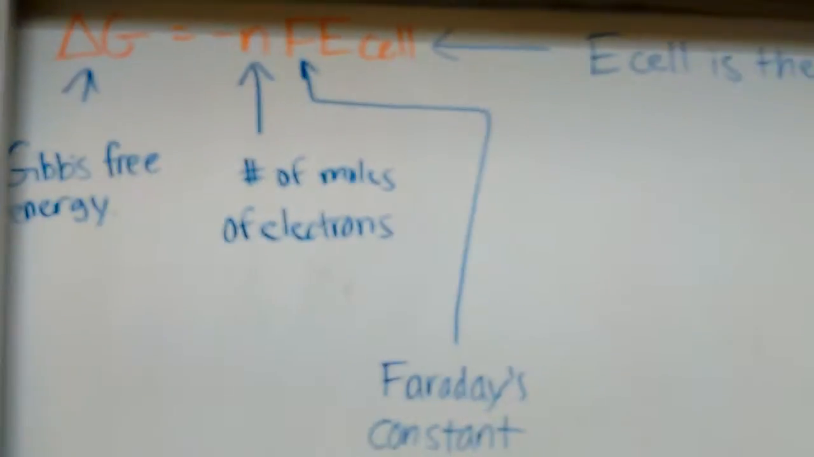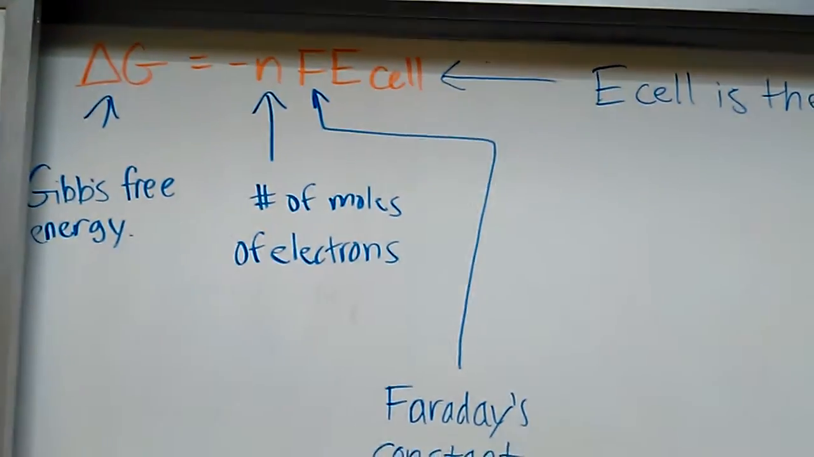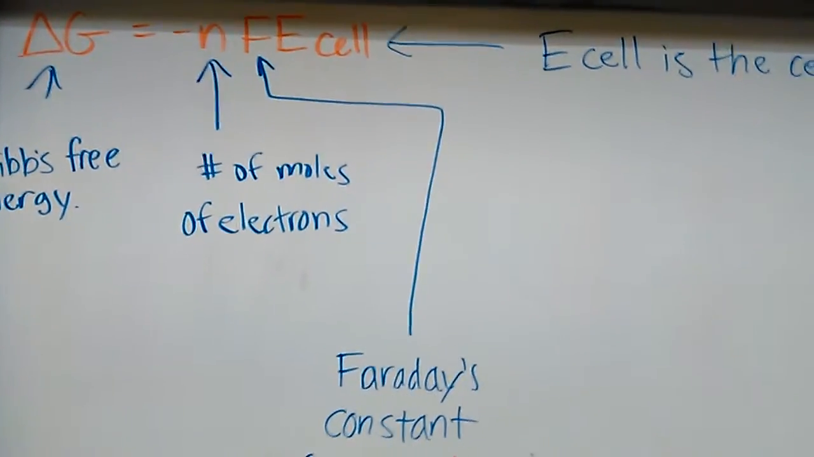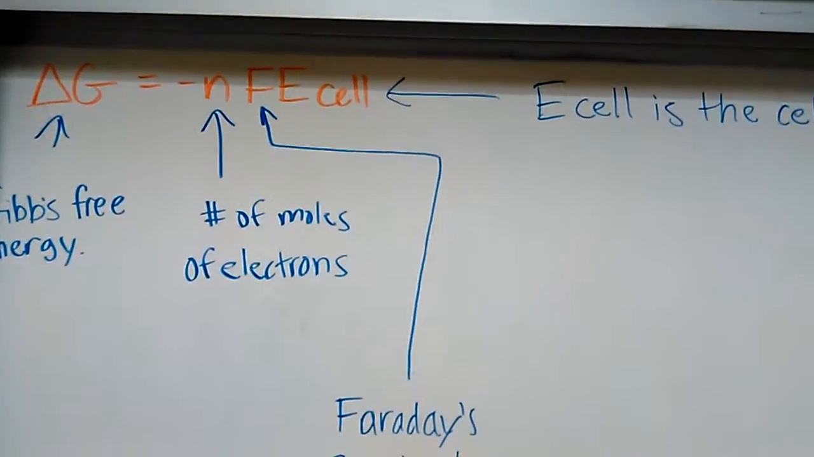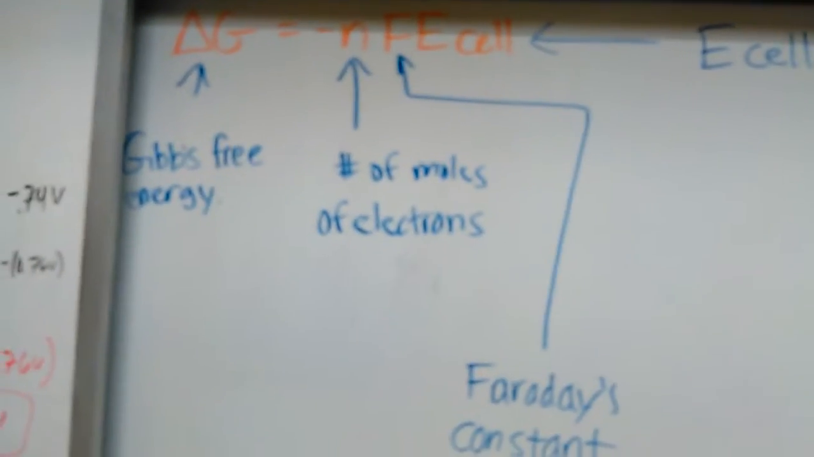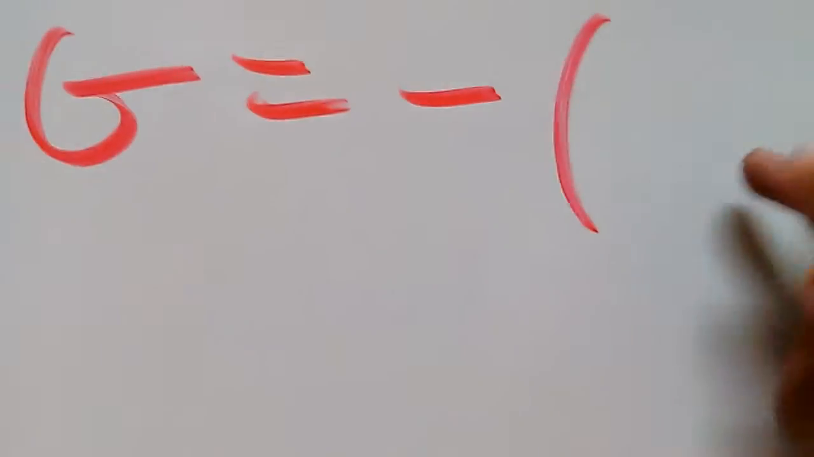our Gibbs free energy. And this is going to be a rather simple equation now that we've finished everything up. So we got Gibbs free energy equals the negative number of moles of electrons times Faraday's constant and your Ecell, which is your Ecell potential. And we've already found everything that we need. So we're going to start here. We're going to get our delta G.